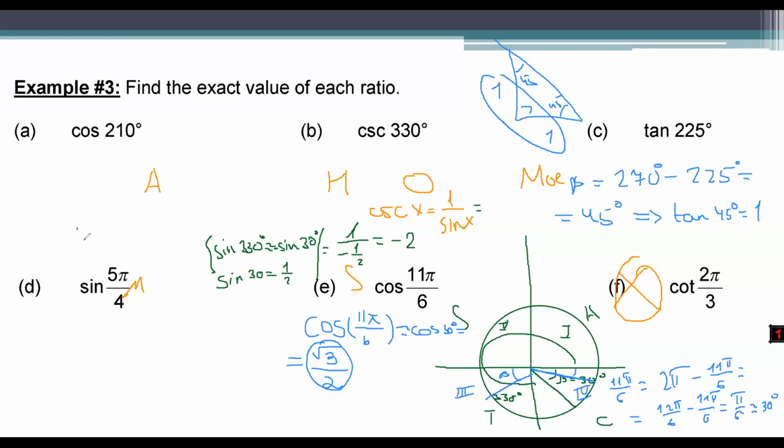And what about Muhammad? Sine of 5 pi over 4. If we look at the unit circle, we know that this is pi, but 5 pi over 4 is greater than pi and less than 3 pi over 2. Because 3 pi over 2 could also be written as 6 pi over 4, if we multiply numerator and denominator by 2, and 6 pi over 4 is greater than 5 pi over 4. So it's going to be in the third quadrant.